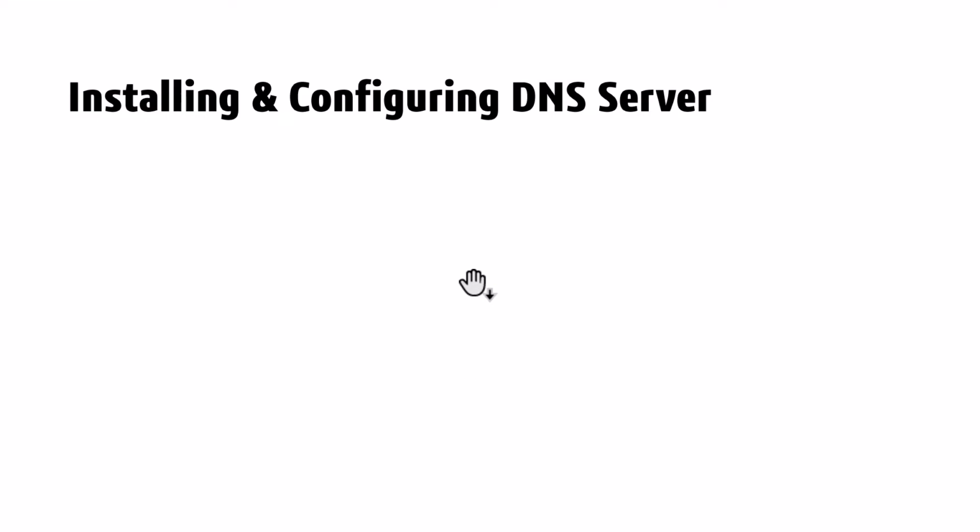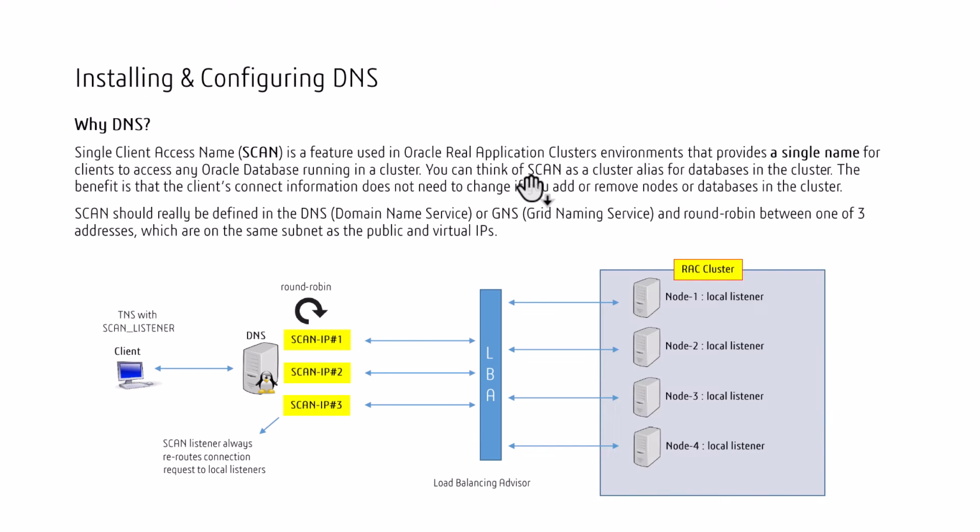Okay, so let's start configuring our DNS server. So why do we need the DNS server? Single Client Access Name, SCAN, is a feature used in Oracle Real Application Cluster environments that provides a single name for clients to access any Oracle database running in a cluster. So you can think of SCAN as a cluster alias for databases in the cluster.